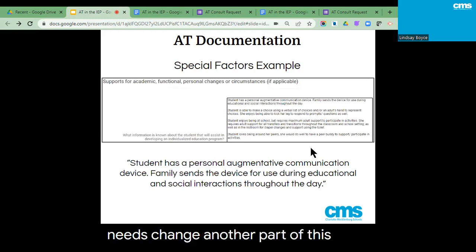Another part of the special factors section asks the question, what information is known about the student that will assist in developing an individualized education program? This is a great place to mention if a student is bringing a device from home. In this example, it's referenced as the student has a personal augmentative communication device. Family sends the device for use during educational and social interactions throughout the day.